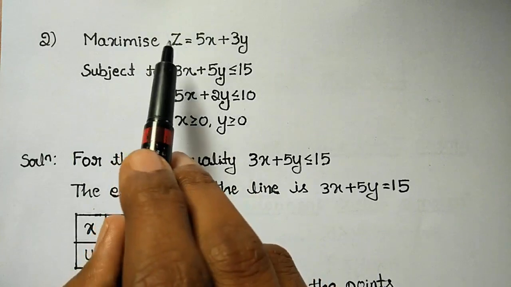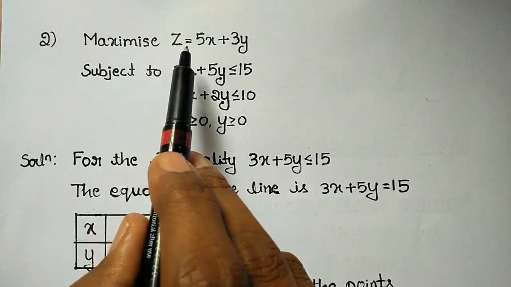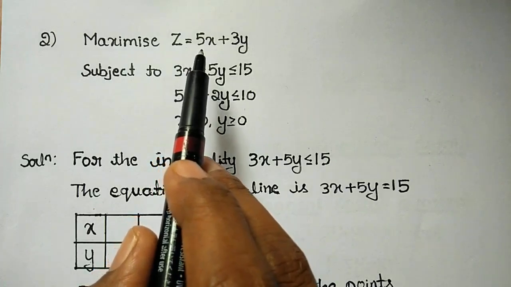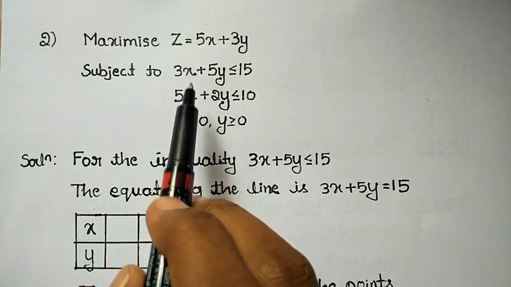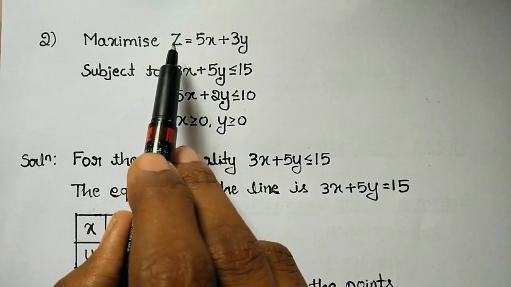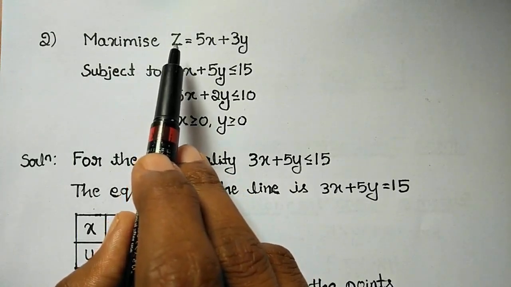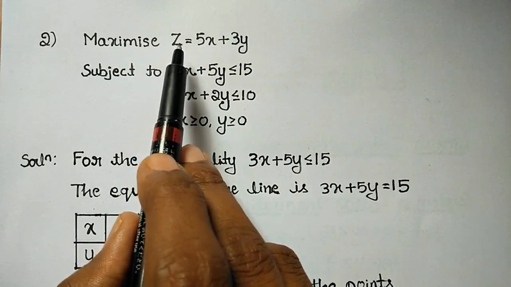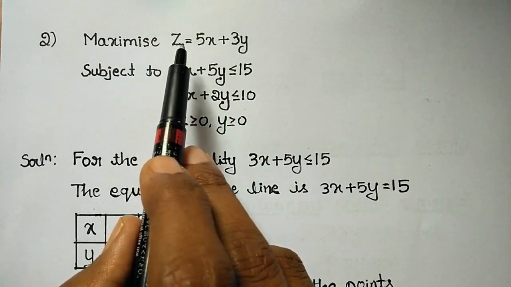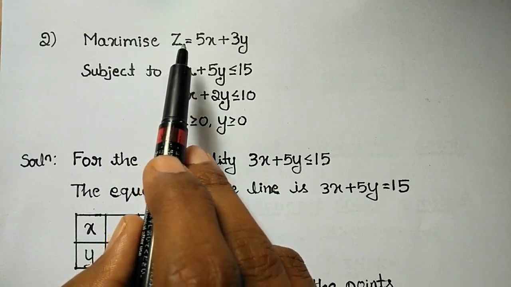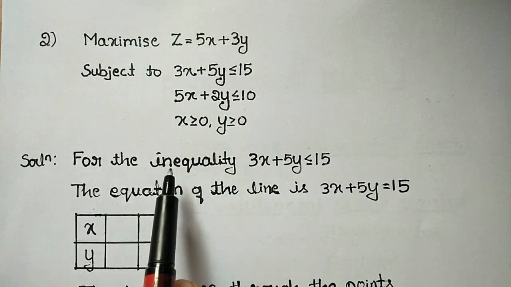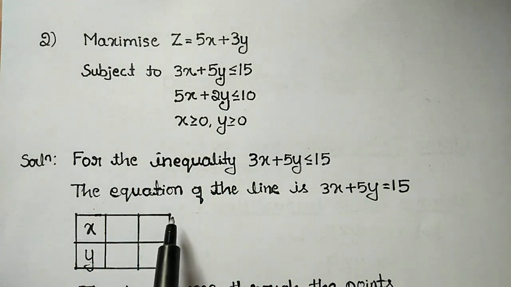Then evaluate the value of the objective function z at each corner point of the feasible region. If the feasible region is bounded, then the largest value of z at the corner point of the feasible region will be the maximum value and the smallest value of z will be the minimum value of z. These are the steps to be followed. Now look at this example.